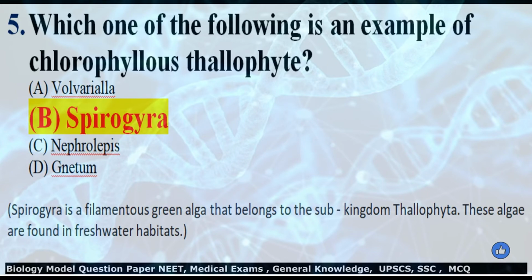Which one of the following is an example of chlorophyllous thallophyte? Answer B. Spirogyra. Spirogyra is a filamentous green alga that belongs to the subkingdom Thallophyta. This alga is found in freshwater habitats.